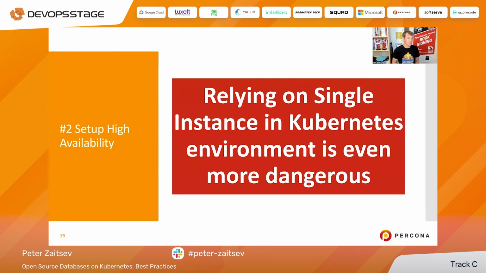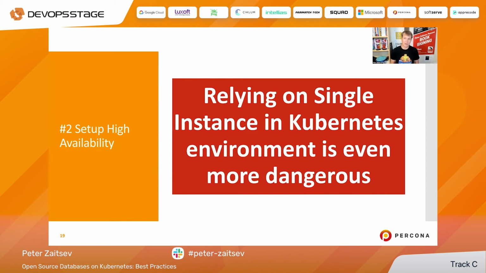Number two, you want to make sure you set up availability. And again, good operators should have that built in. You should be able to say, hey, I'm setting availability out there, so there is no single node of failure. That's maybe both for the database node as well as for the load balancer, if there is one deployed, and so on and so forth, right?